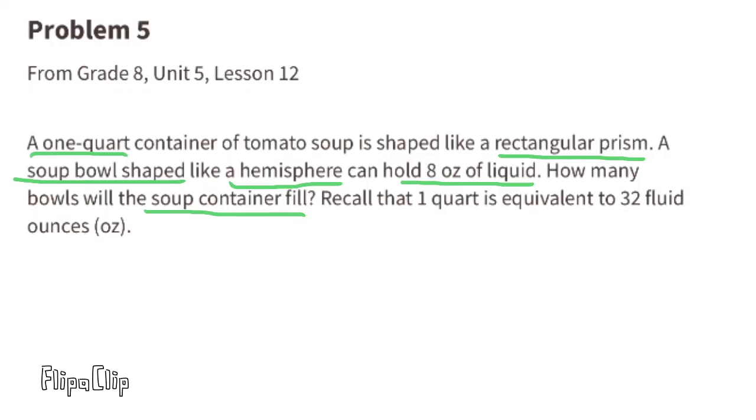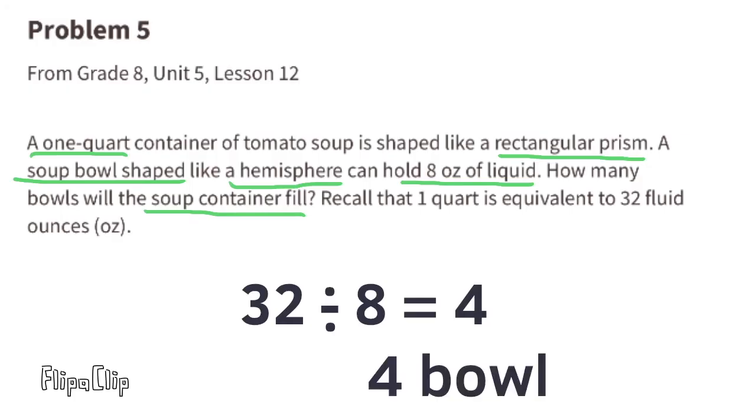Recall that 1 quart is equivalent to 32 fluid ounces. Each bowl can hold 8 ounces of liquid, and the soup container can hold 32 fluid ounces. So 32 divided by 8 equals 4. The soup container can fill 4 bowls of soup.